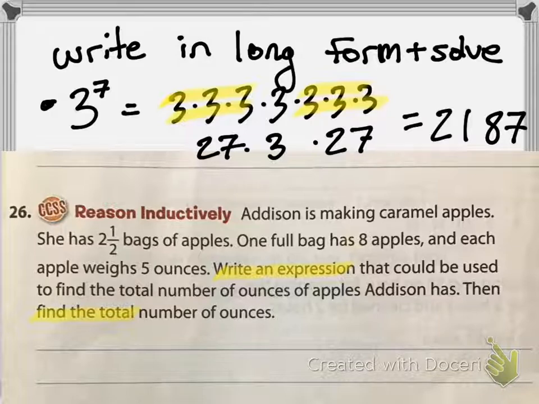She has 2.5 bags of apples. One full bag has 8 apples, and each apple weighs 5 ounces. So first of all, if she has 2.5 bags of apples, and each bag holds 8 apples, then how many apples do I have in total? Lucy? I have 20. So all we're doing there is we're going to be multiplying that 2.5 by 8. Why did I multiply that 2.5 by 8? Why did I do that, Anita?